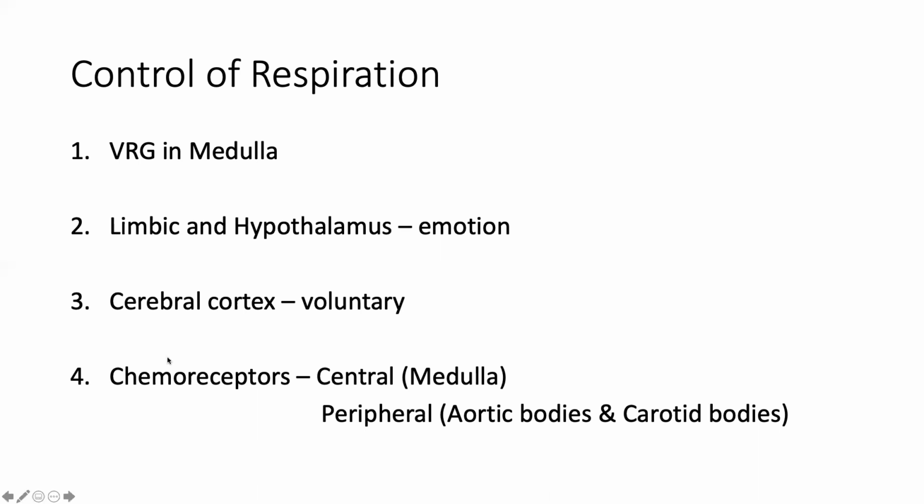And number 4, control of the respiration is our chemoreceptors. These are the receptors which detect the changes of hydrogen ions in our blood. So there are 2 chemoreceptors for the respiration. They are central receptors and peripheral receptors. Central receptors are present in the medulla here, and peripheral receptors are present in the aortic bodies and carotid bodies.